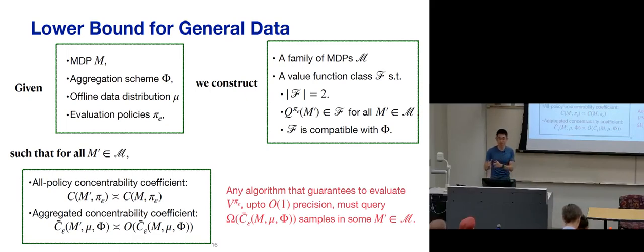No, this phi is given in the upper bound. In the upper bound, given the function class F, this function class F will define an aggregation scheme phi, because the aggregation scheme requires that F is compatible with it, meaning that within each aggregated state, F's values are the same.